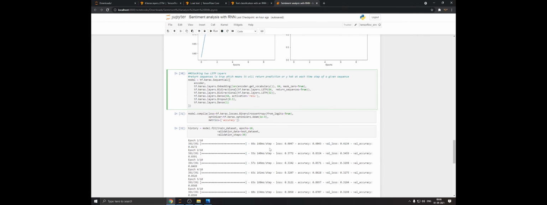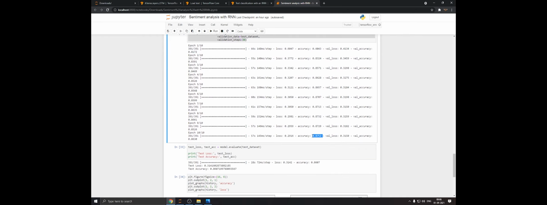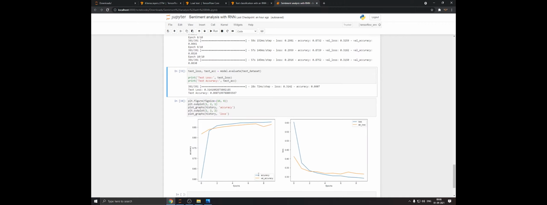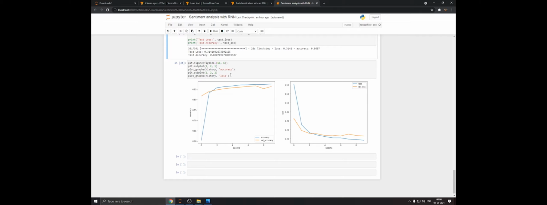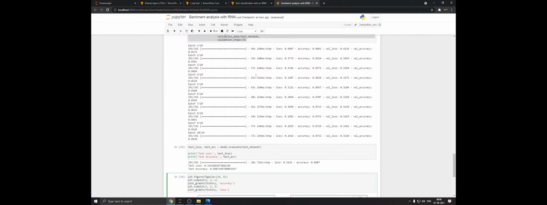Now we will compile the model just the same as above. This is also the same as above. After training we got 87% accuracy on our train dataset, and then when we evaluated on the test dataset we got 87%. And then we will be plotting our accuracy graph, or the history.